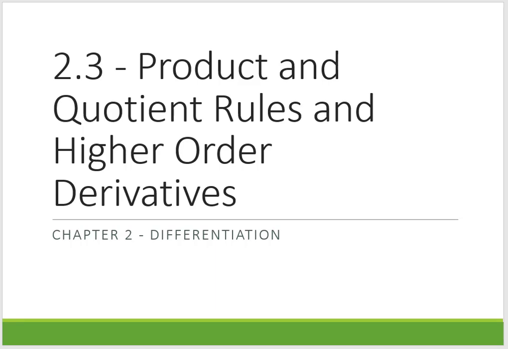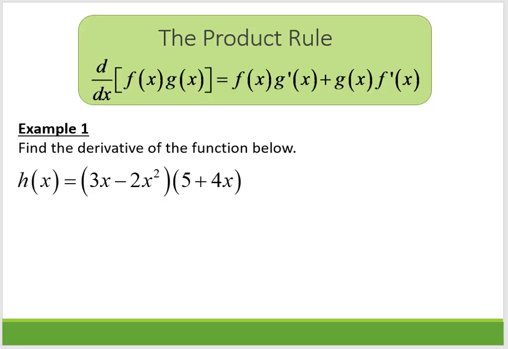Today we're going to be talking about the product and quotient rules and some higher order derivatives. So, the product rule is when you have two functions and they're being multiplied together. So you take the first function multiplied by the derivative of the second function plus the second function times the derivative of the first.